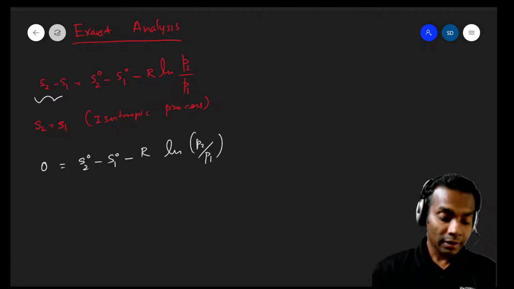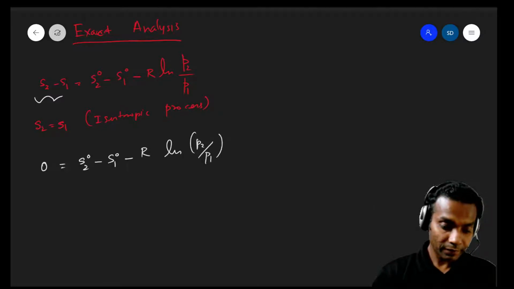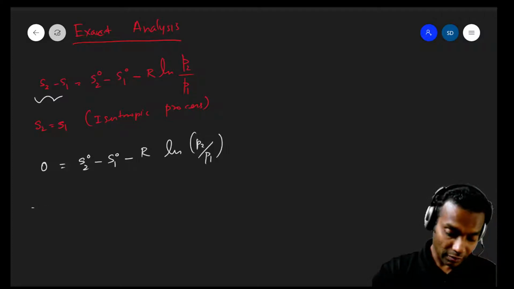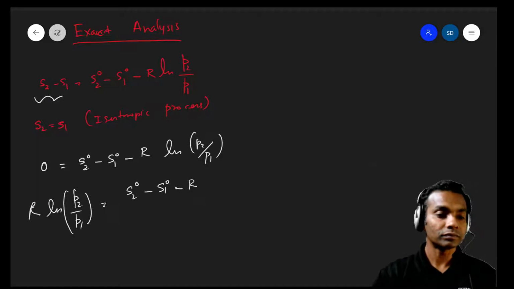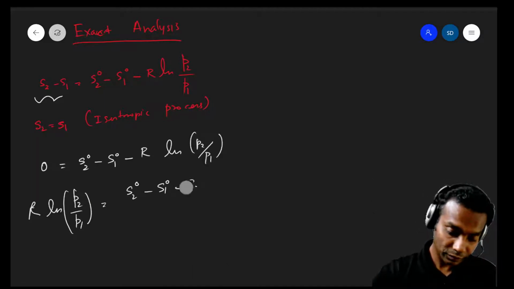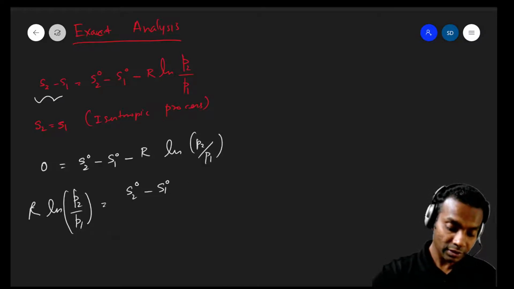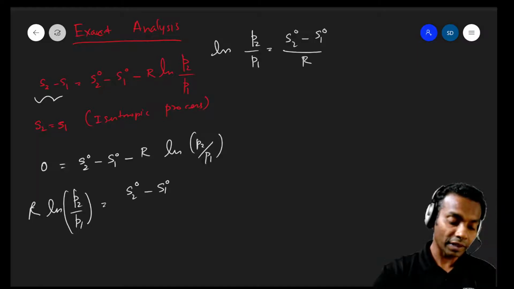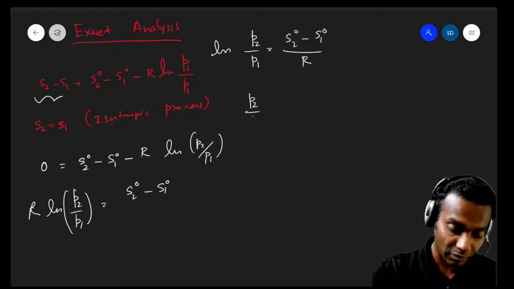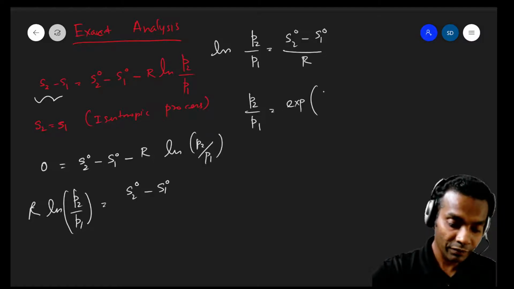Okay, and then we get R natural log of P2 over P1 equals S2 naught minus S1 naught. Then from this equation, we can say that natural log of P2 over P1 equals S2 naught minus S1 naught divided by R. To remove the natural log, we take the exponential. So when you take the exponential of the natural log, that becomes P2 over P1. The other side, exponential of S2 naught minus S1 naught divided by R.